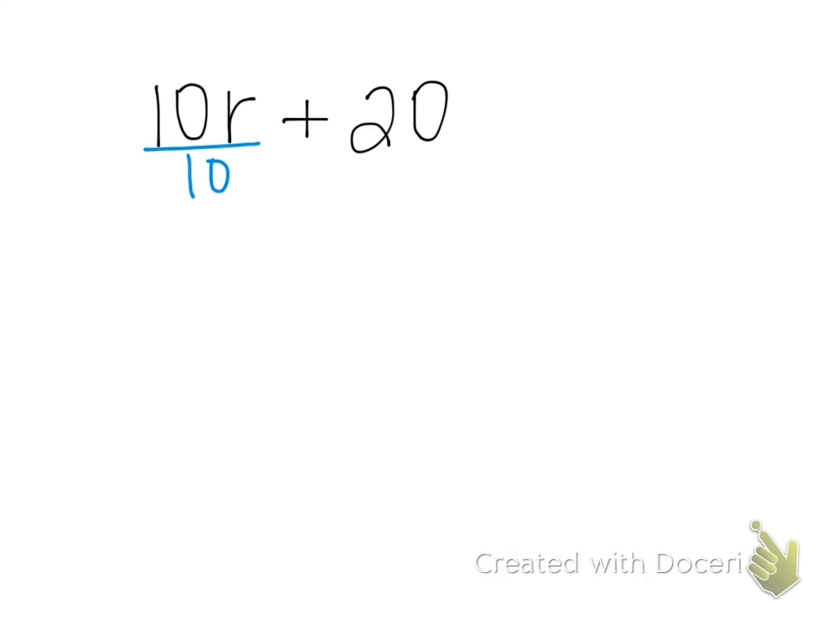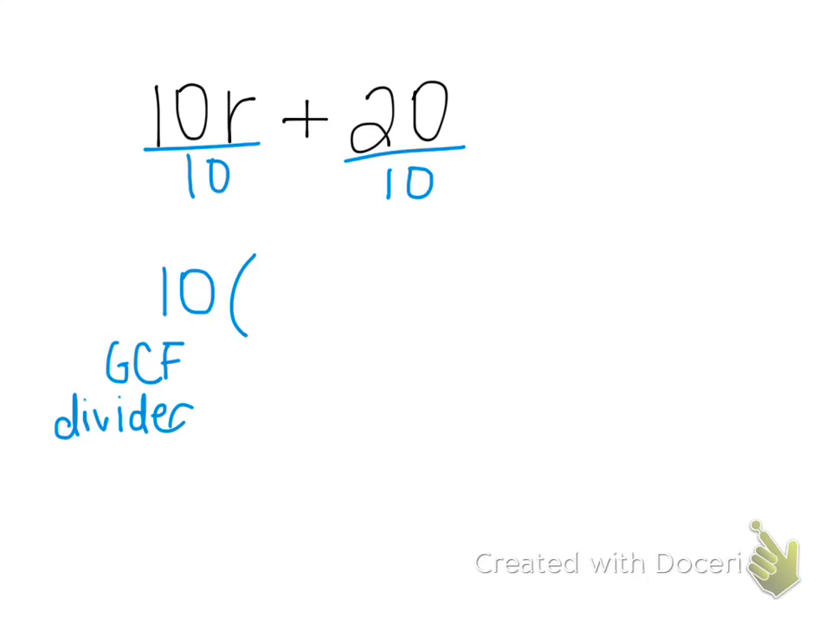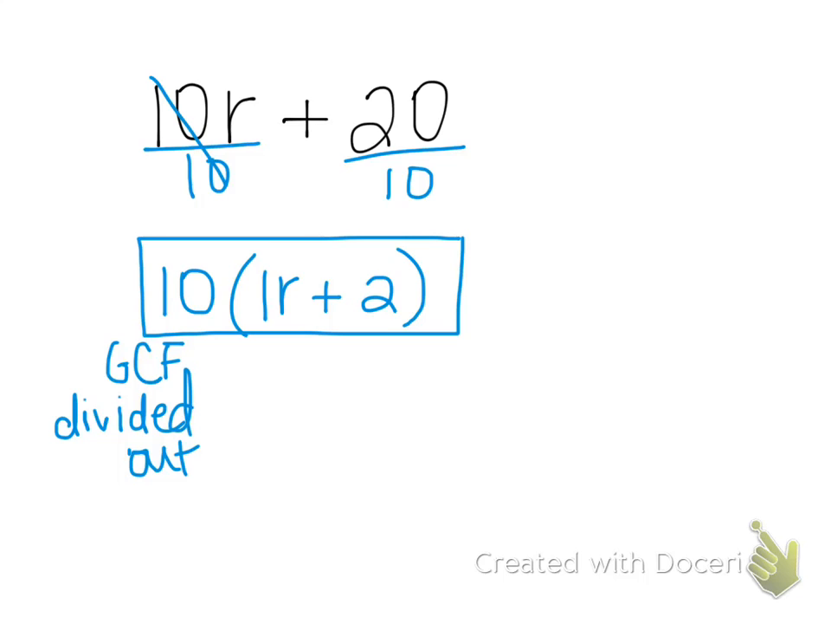So let's look at another one. So if we had 10r plus 20. Now I'm sure most of you probably look at that and go, oh, 10 can go in both of them. So let's go ahead and divide out a 10 from both of them. Whatever you divide out goes in front. This is your GCF. And we divided it out. So 10 divided by 10 is 1. So you have 1r plus 20 divided by 10 is 2. And so we have our factored form of that polynomial.